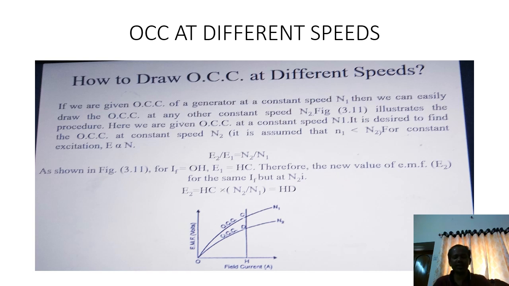OCC, open circuit characteristics: induced EMF voltage E0 versus field current at constant speed. So you will get this curve. E0 varies with respect to the field current. You will get this linear characteristic, open circuit characteristics L1. Next, you will get this characteristic N2.